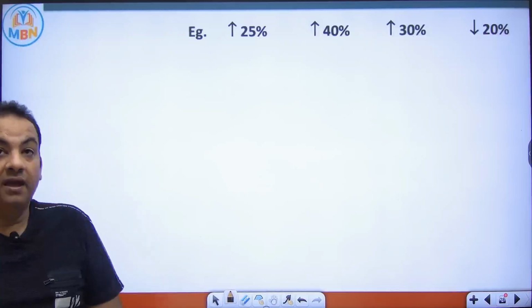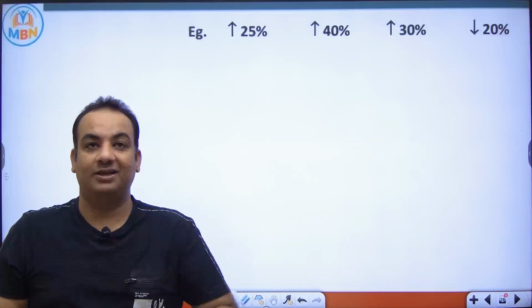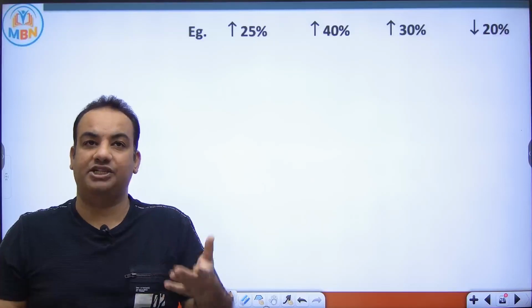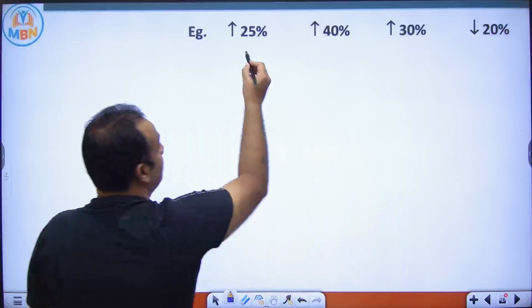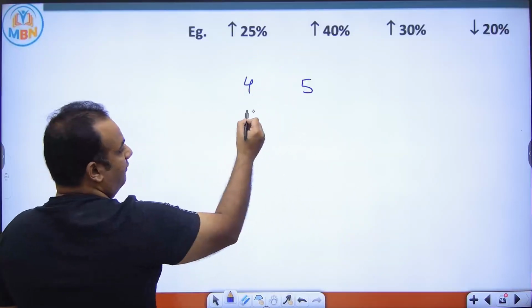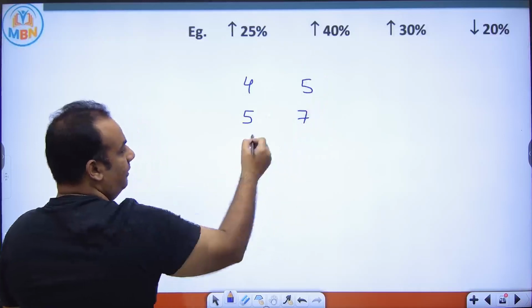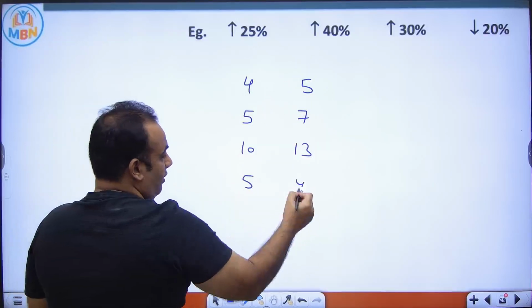Now see, I have taken one more example where there are 4 values and you have to find the net change. What will I do? 25% increase. 25% is 1 by 4. So from 4 it becomes 5. 40% is 2 by 5. From 5 it becomes 7. 30% increase is 3 by 10, so 10 to 13. 20% decrease is 4 from 5.